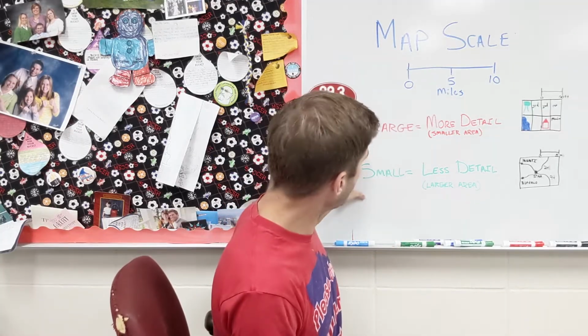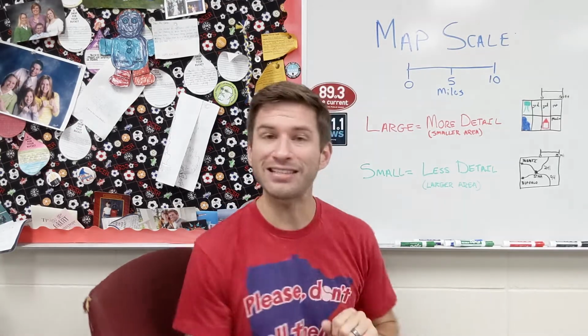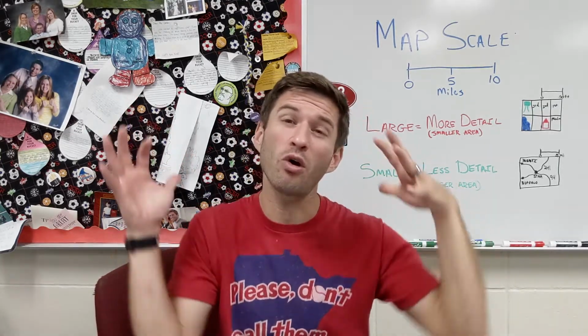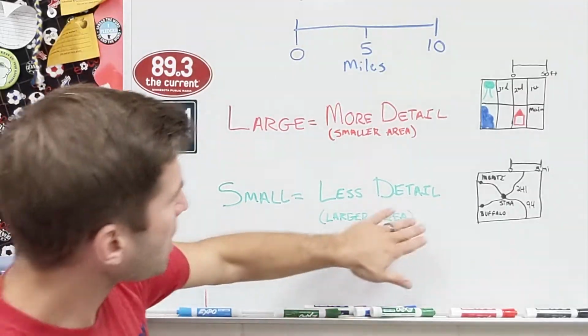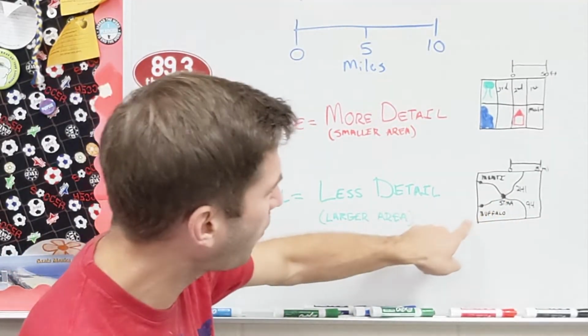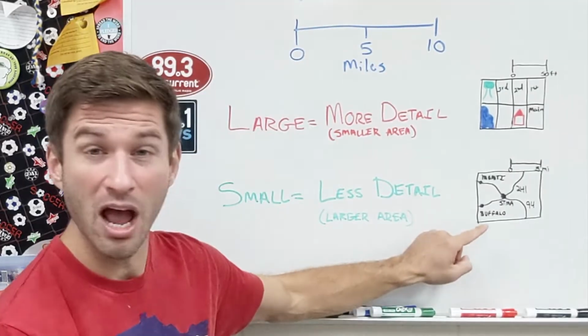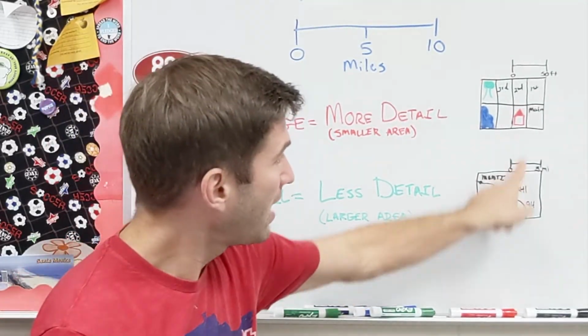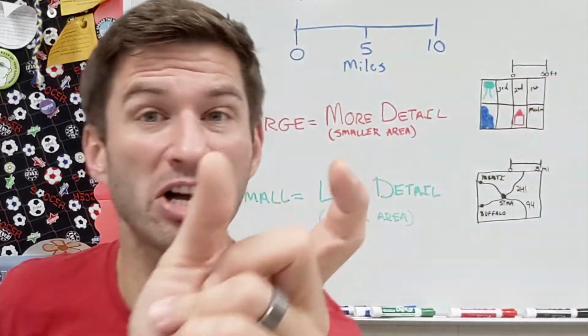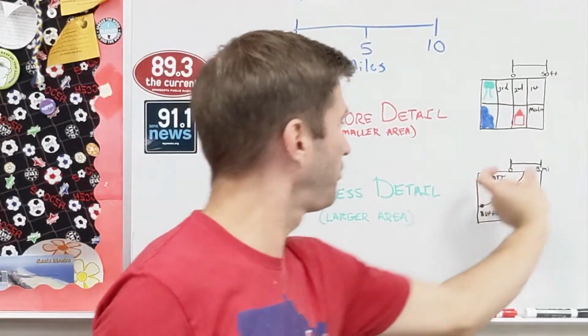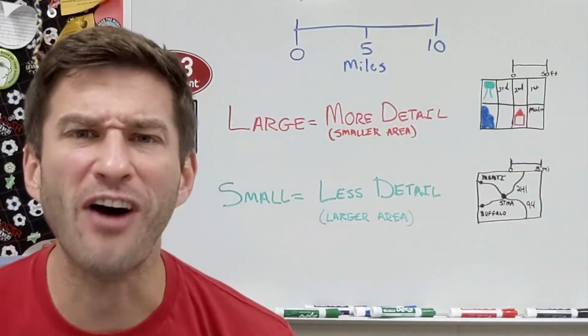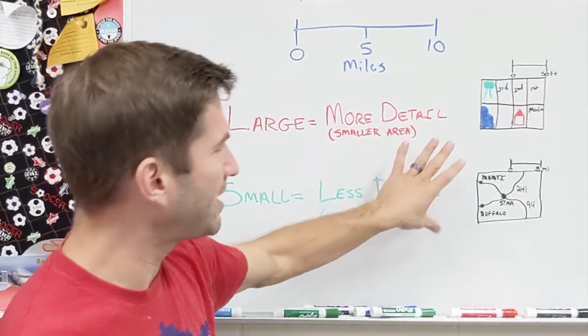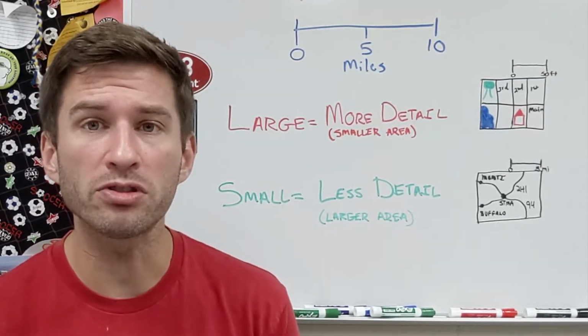Compare that with my small scale map, which has less detail, but it does show a larger area. And here we can see we've got Highway 94 and 241, STMA, Buffalo, Monty. And here, instead of this much being 50 feet, this much is 5 miles. Very different. Both maps are great. They both serve a purpose.